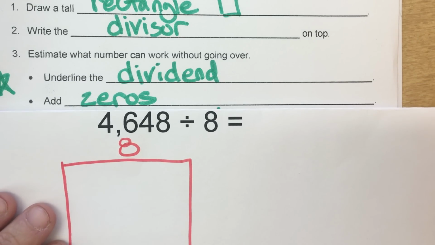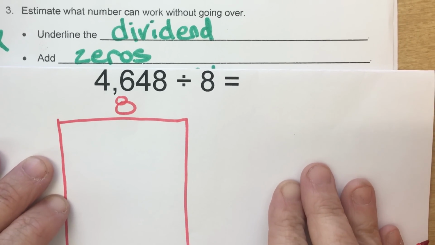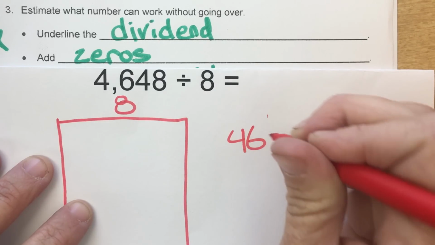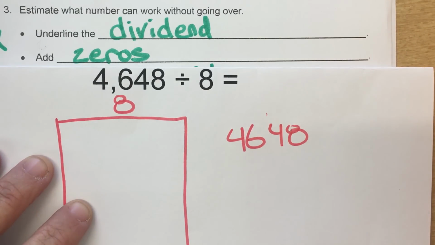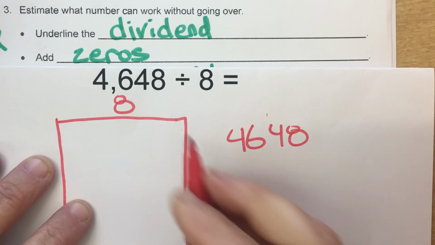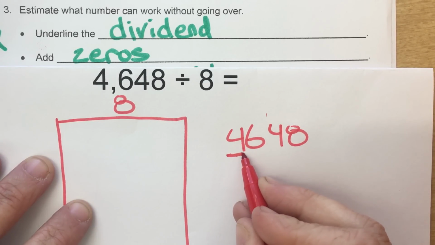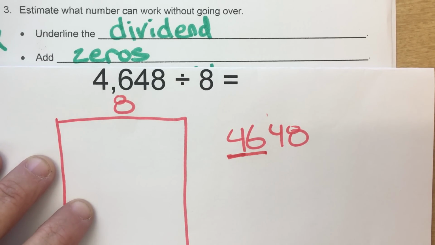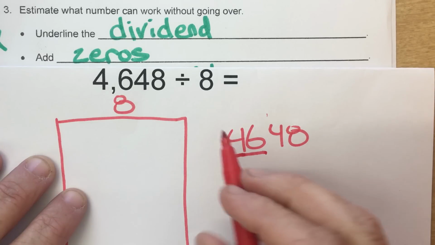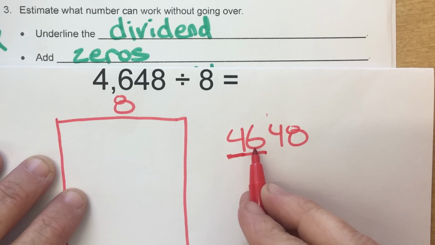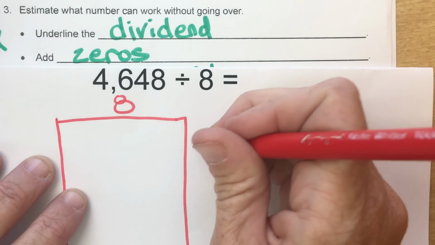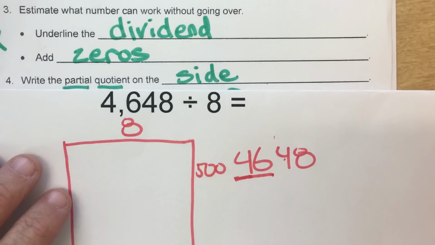Step 3 is that long step. I'm going to estimate what number can work without going over, which means I first need to put my number over here, my dividend. So 4648. Okay, well, can 8 go into 4? No. Can 8 go into 46? Yes. 8 can fit into 46 5 times. 6 times would be too much because 6 times 8 is 48. So 8 can fit into 46 5 times, but since there's 2 numbers after, it's actually going to be 500 times. So I just did step 4.